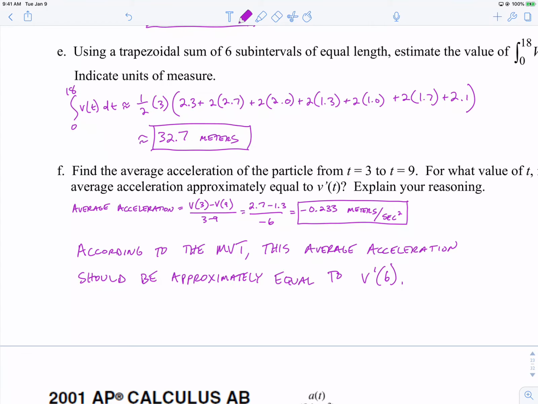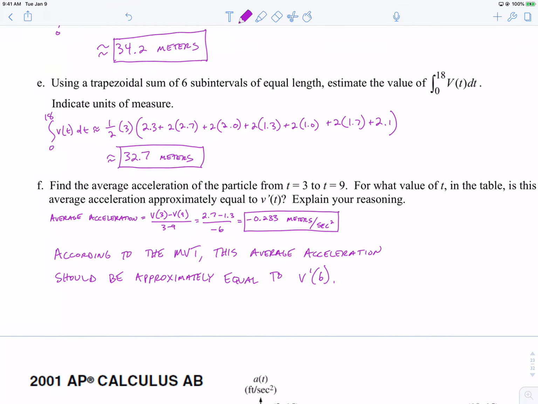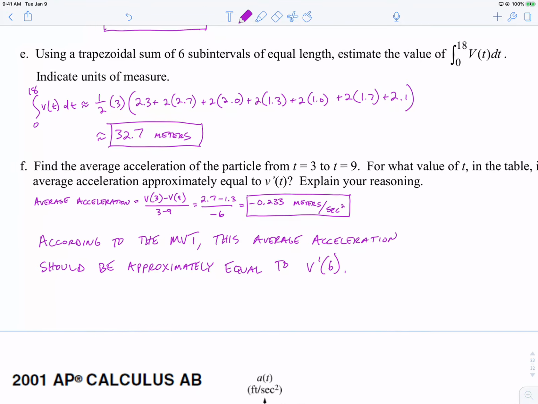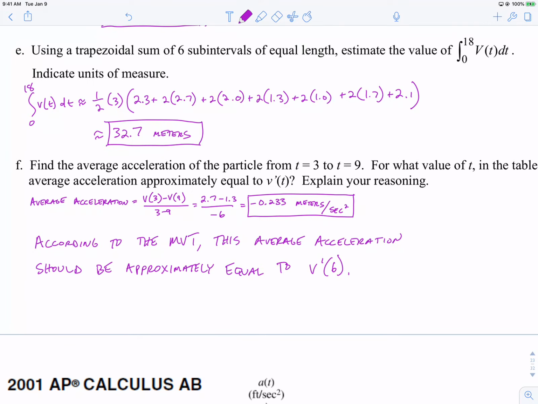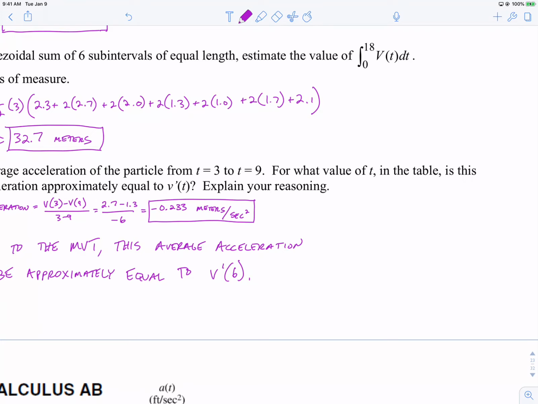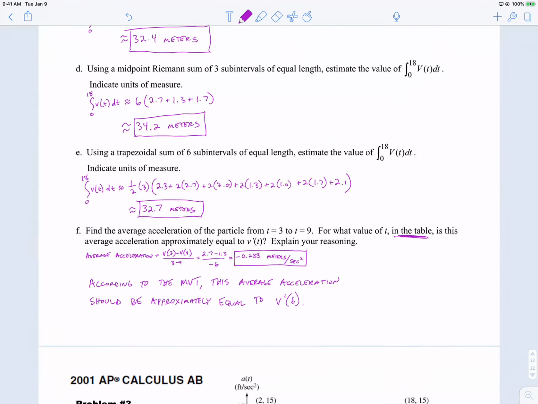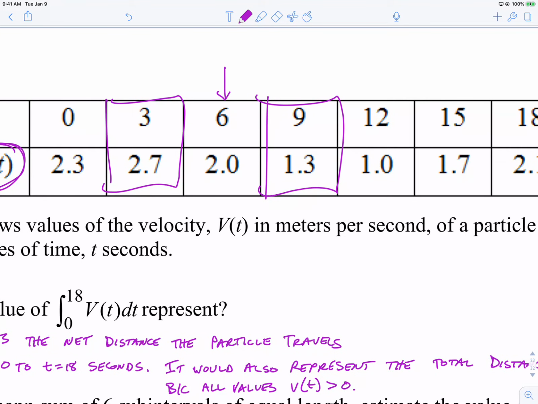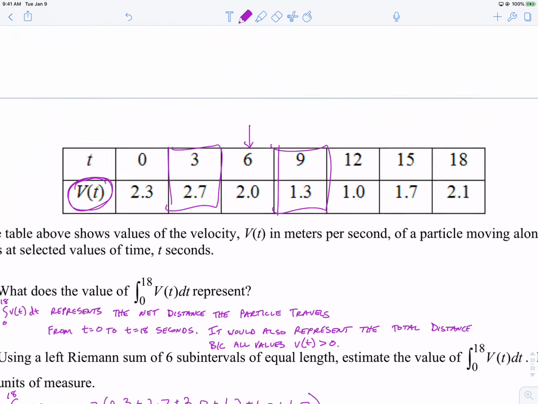And that's because the mean value theorem guarantees that there's a c between 3 and 9, right? For which v prime of c, or acceleration, is equal to that. So there is some c. The reason we said 6 is because it says for what value of t in the table. So we really only have one choice. There's only one value that's in between 3 and 9, so that's why we're able to say that.